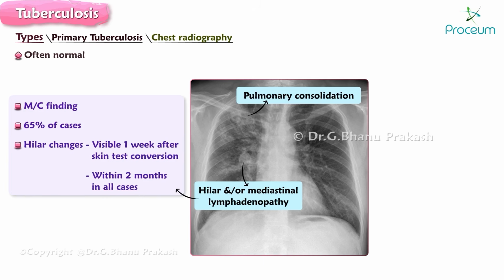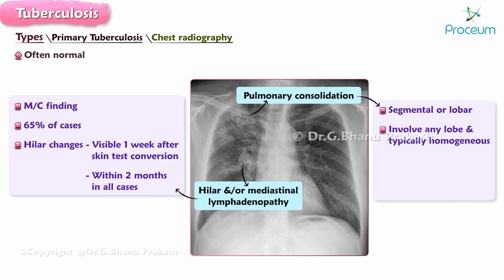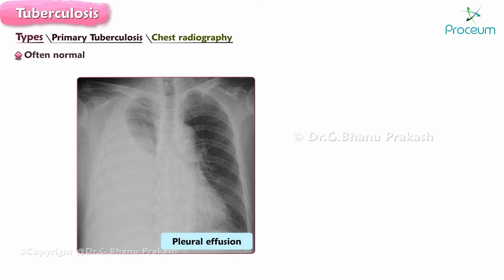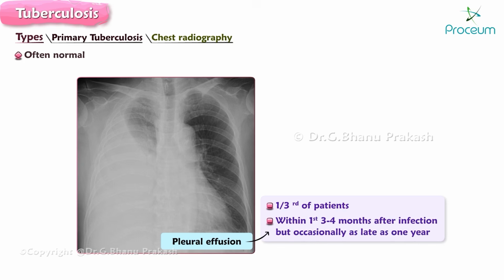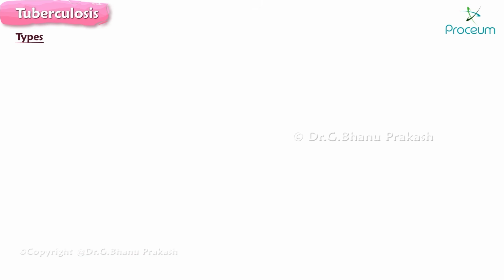The consolidation in primary tuberculosis may be segmental or lobar, may involve any lobe, and is typically homogeneous. Pulmonary consolidation will be seen in approximately 27% of patients. In general, it resolves slowly over months to 10 years. Pleural effusions develop in approximately 1/3 of patients, typically within the first 3 to 4 months after infection, but occasionally as late as 1 year.